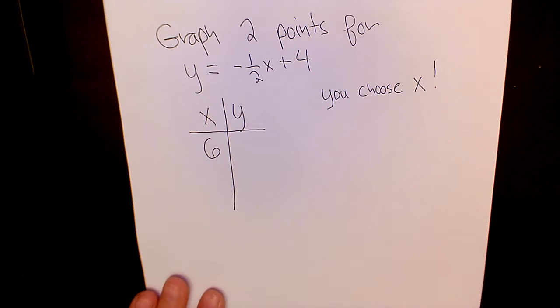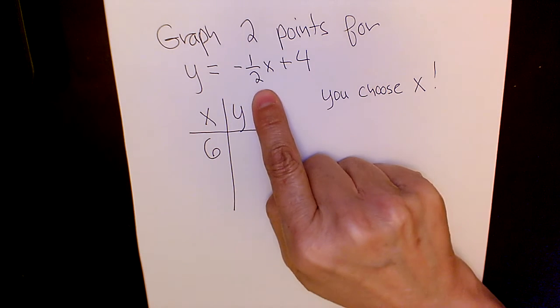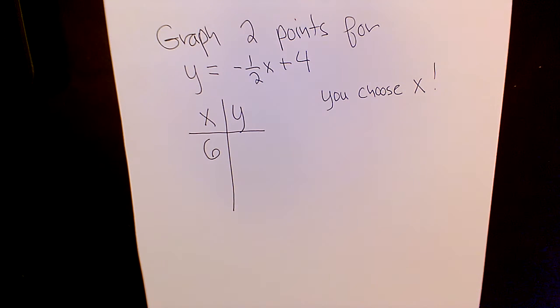So I'm going to pick x is 6. You can pick whatever you want. You can pick any even number you want, or if you don't want to choose an even, you don't have to. But because 2 is in the denominator, it would be a lot easier to pick an even number. I'm just giving you little tricks to help.